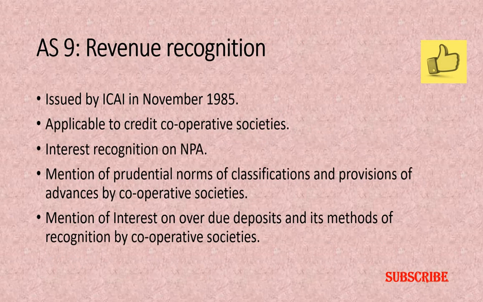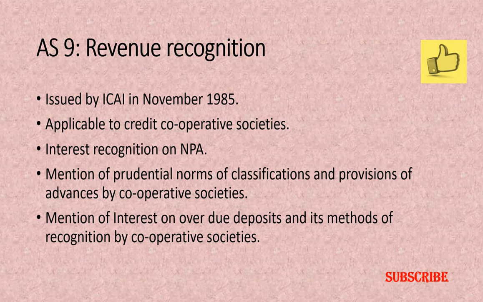The next one is the revenue recognition concept, that is AS9. This accounting standard was issued by the ICAI in November 1985, but was made mandatory with effect from 1/4/1991. This standard deals with the various bases adopted in accounting the revenue in the profit and loss account of an enterprise. The types of revenue dealt with in this standard are revenue from the sale of goods, rendering of service, and the use by others of the resources of the enterprise, yielding interest, royalties, and dividends.